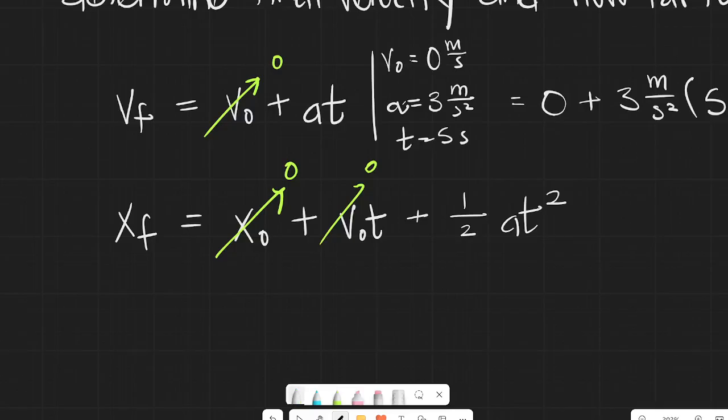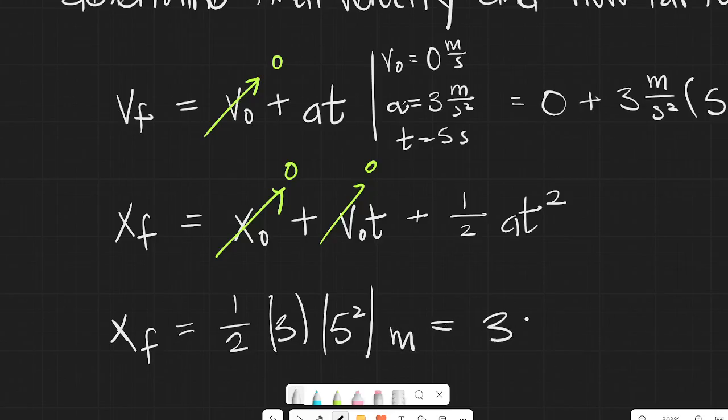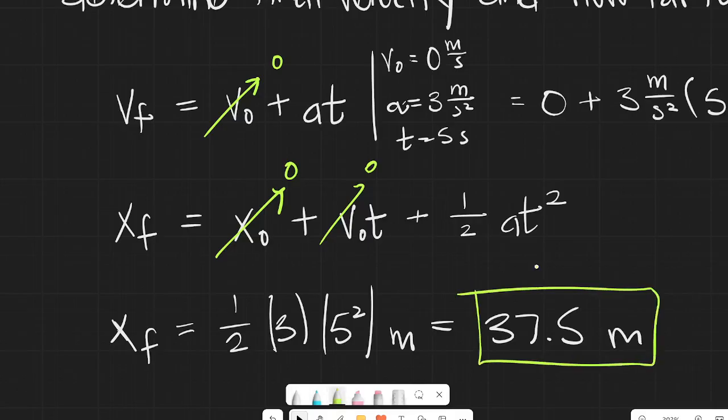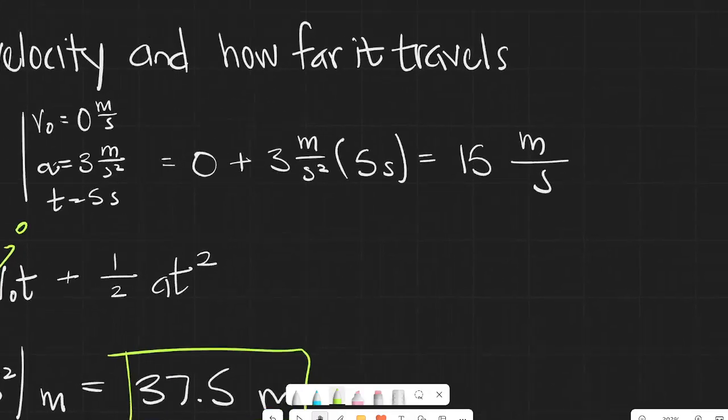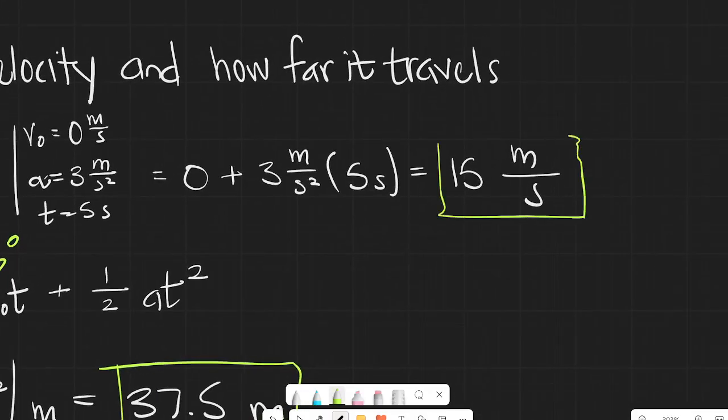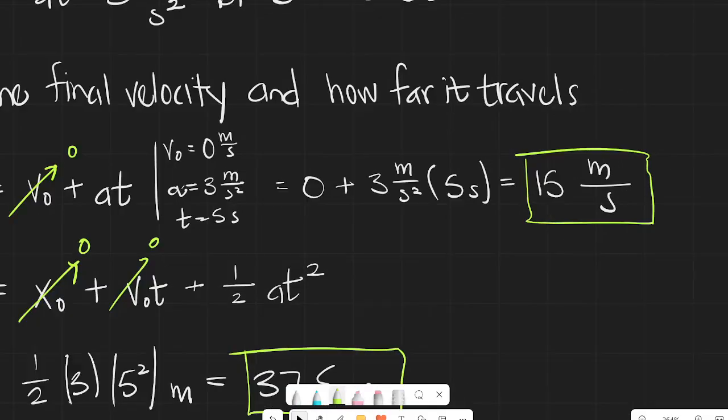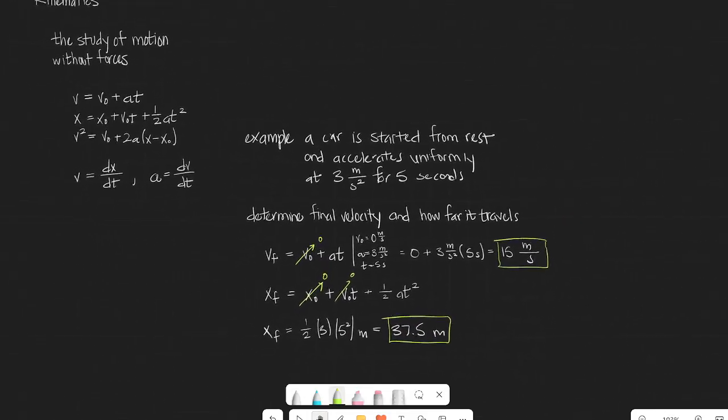And that means all that I'm left with is that the final position after the 5 seconds, given these acceleration conditions, is just 1/2 times 3 times 5 squared, and that's going to be in meters, and that value is 37.5. So the vehicle traveled 37.5 meters, and the final velocity is 15 meters per second. So I hope this helps.